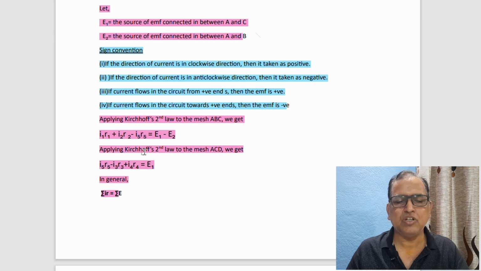In the first law, summation I is equal to 0. In the second law, summation IR is equal to summation E.